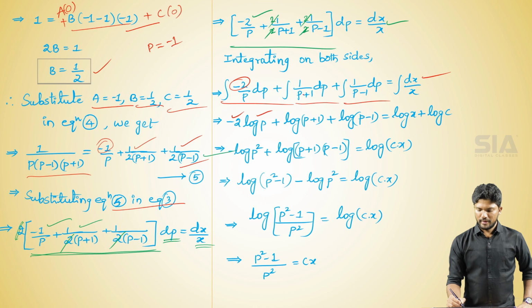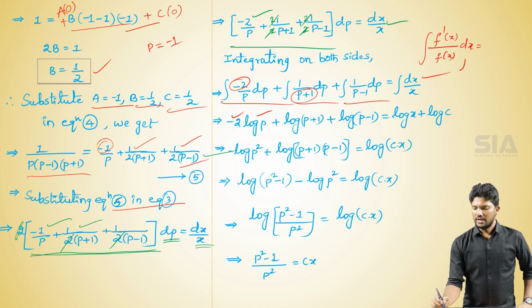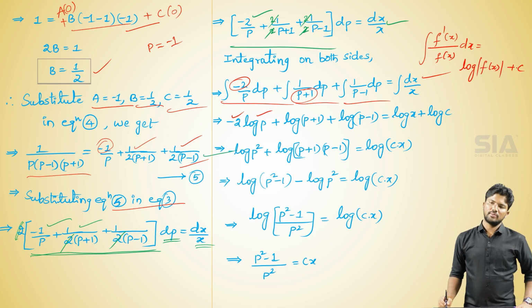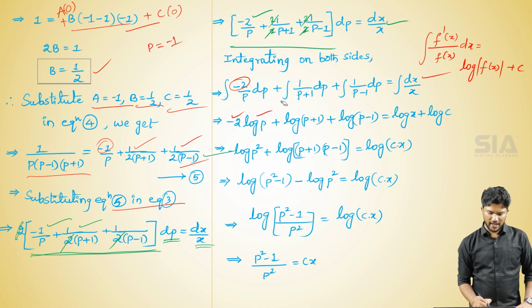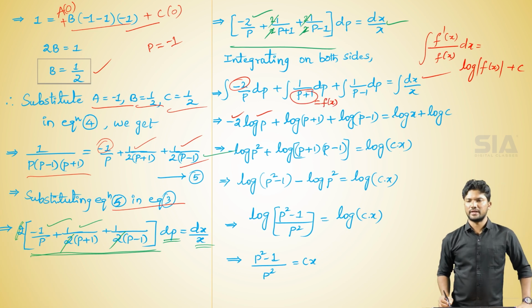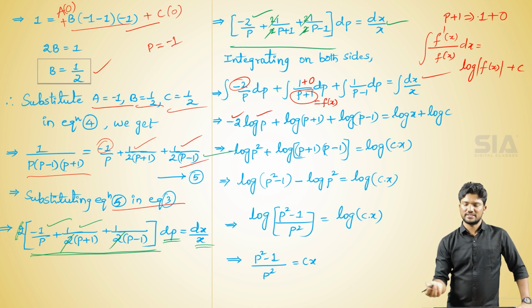And plus 1 by (p plus 1) is there, so it is in the format of f dash of x by f of x. You have to use the formula integration of f dash of x by f of x dx is equal to log mod f of x plus c. In the denominator, if you take this p plus 1 value as f of x, its derivative with respect to p is 1 plus 0, that is 1 only.